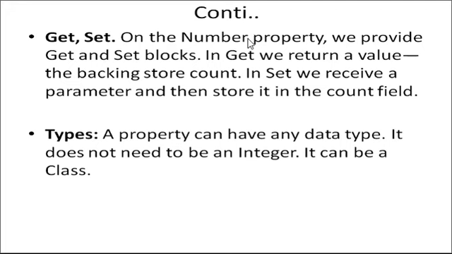On the number property we provide get and set blocks. In get we return a value, the backing source. In set we receive a parameter and must store it in the count field. Types: a property can have any data type. It does not need to be an integer. It can be a class.